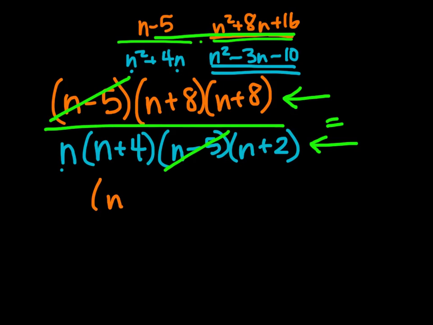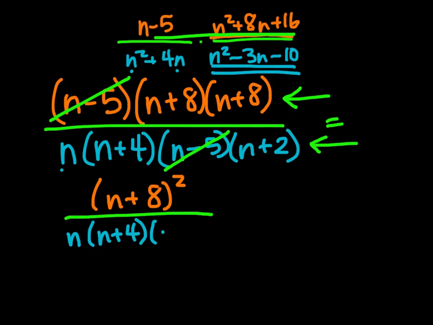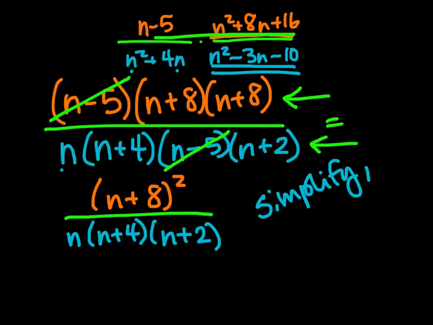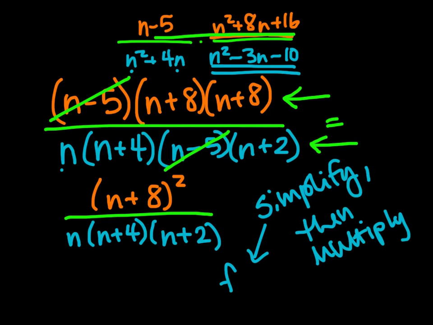So up on top, we have n plus 8. We can actually write that as n plus 8 squared instead of n plus 8 times n plus 8, and that is over n times n plus 4 times n plus 2. So this was the simplify, then multiply method. And essentially, to simplify, you need to factor. And that will help you work yourself through these problems.